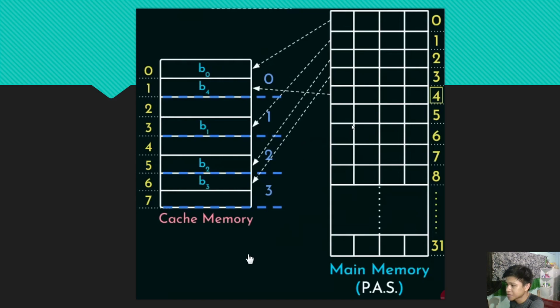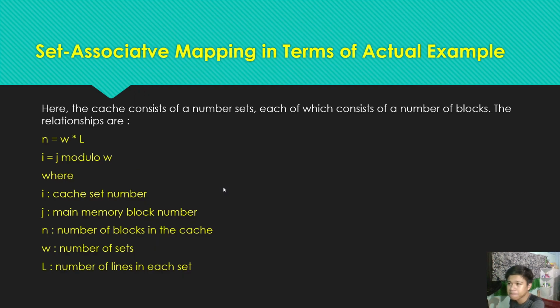So 4 here will now go to your line 1, and so on and so forth. Your 5 here will now go to your line 2, so that's now B5 right here, and then 6 will go to your line 4, 7 will go to line 7 also in cache memory. That's how it's being mapped in a set associative mapping.